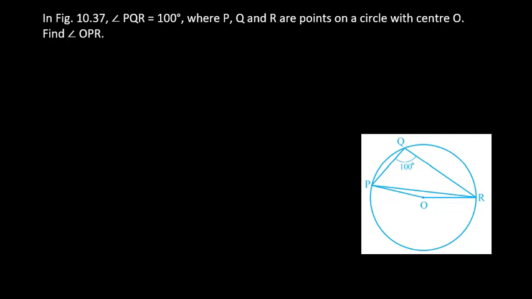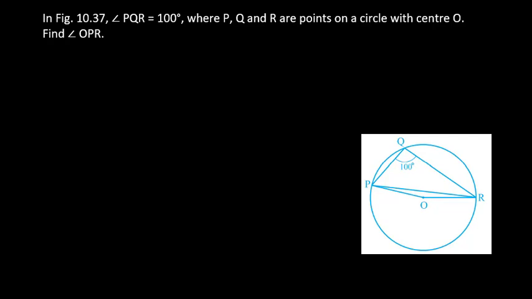Question is in figure 10.37. PQR, angle PQR is given 100 degrees, where P, Q and R are points on the circle with center O. Find angle OPR.